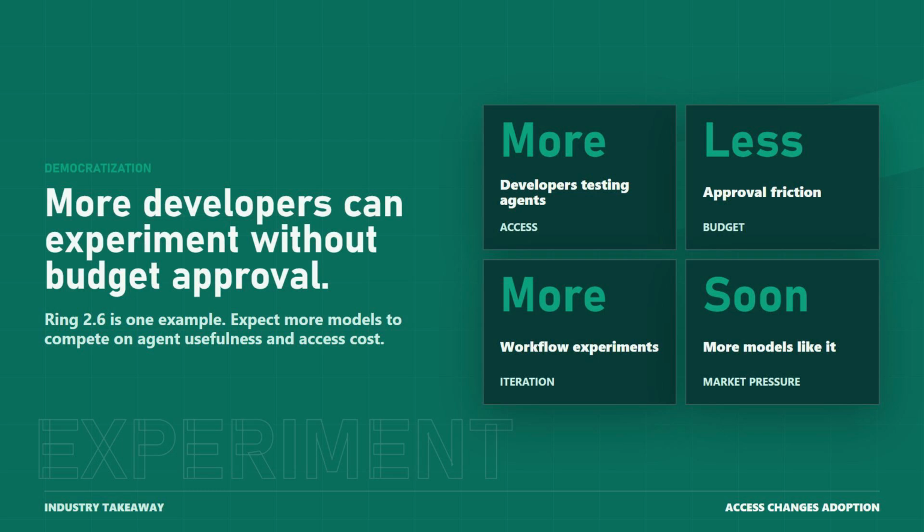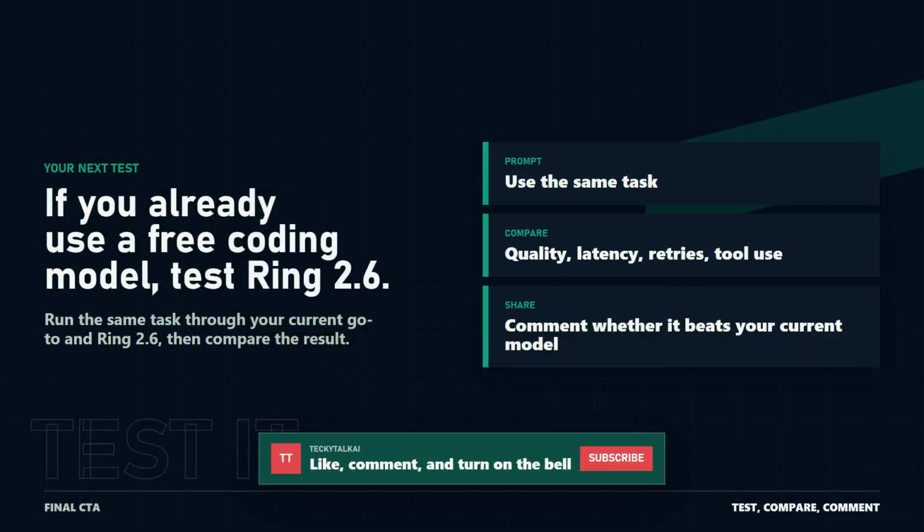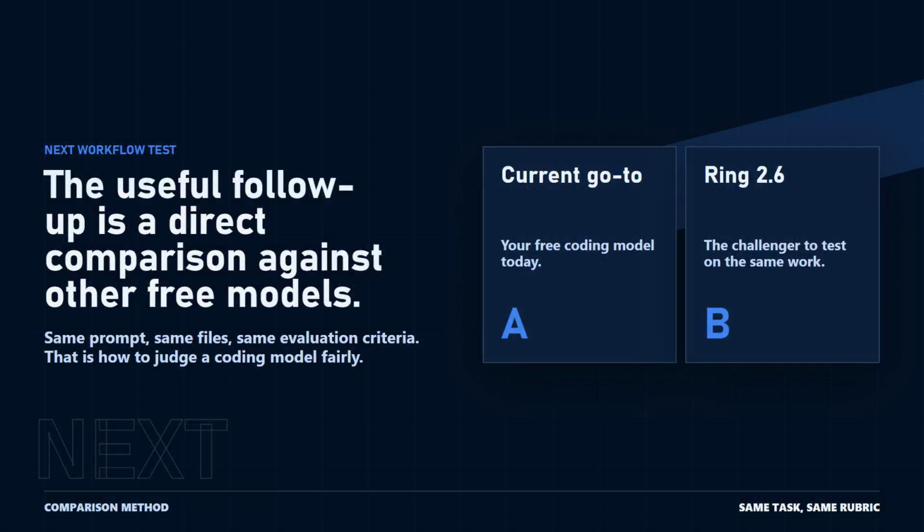Ring 2.6 is just one example. Expect more like it soon. If you're already using a free coding model, test Ring 2.6 and tell me in the comments whether it beats your current go-to. And if you want a direct comparison against other free models like Llama or DeepSeek, comment a test, and I'll build the next video around it.